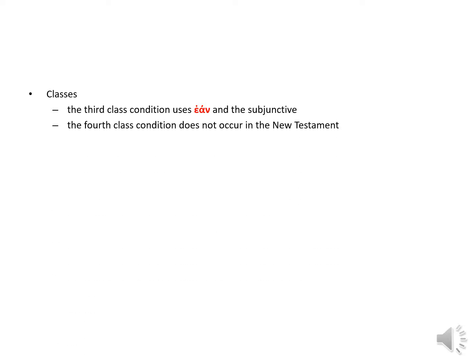In Greek, conditionals are usually classified in four classes. We've seen the third class condition. This is the one that uses ἐάν at the beginning. ἐάν means if, and ἐάν will be followed by a verb in the subjunctive mood. The fourth class condition does not occur in the New Testament. You have partial fourth class conditions using only a protasis, for example, but you don't have any complete ones.